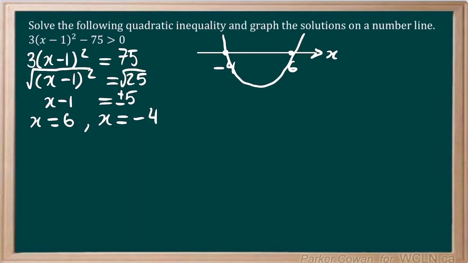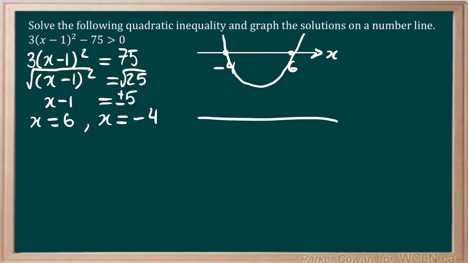The reason that's important is because we want to figure out where this parabola is greater than 0. Okay? Well, if this is y equals 0, the parabola is going to be greater than 0 when x is greater than 6 or less than -4. So if we want to draw this on a number line, well, that's all we have to say really.